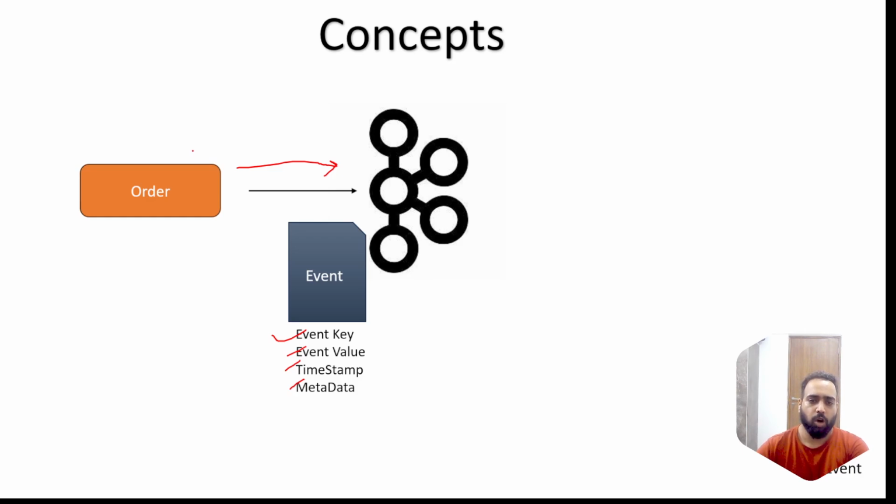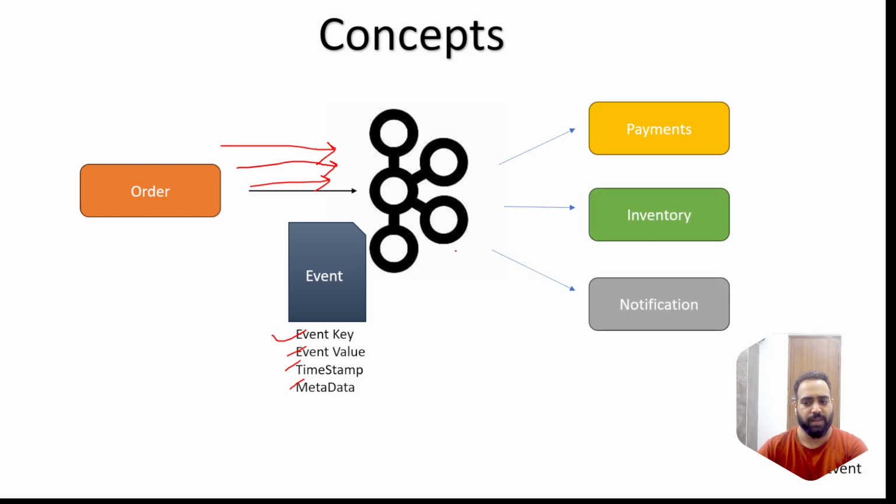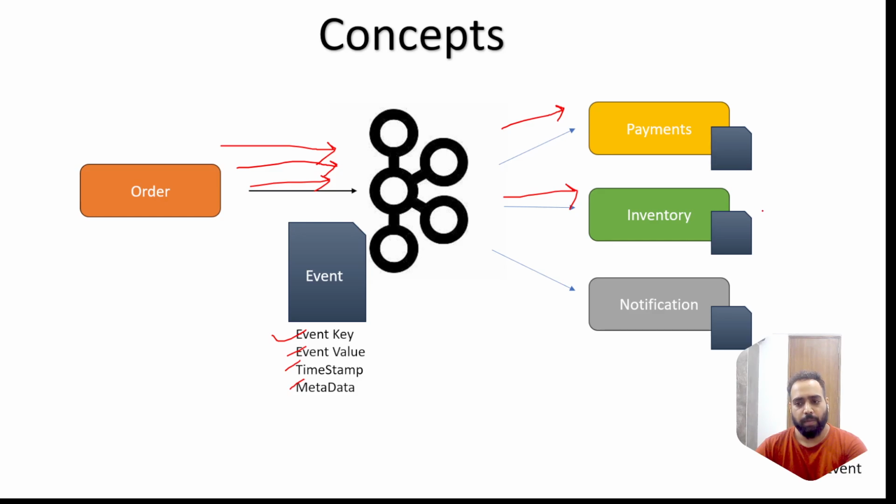So whatever orders or number of orders have been placed, all the events will be generated and sent to Kafka. And from Kafka, multiple microservices will take these events as per their need or configuration and process them. So the payment microservice will receive the event and process the payments. The inventory microservice will take this event from the order microservice and update the DB. And the notification microservice will take the event and update the notification that the order has been placed.